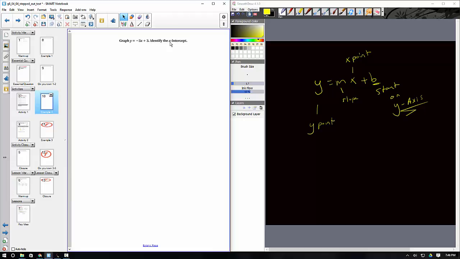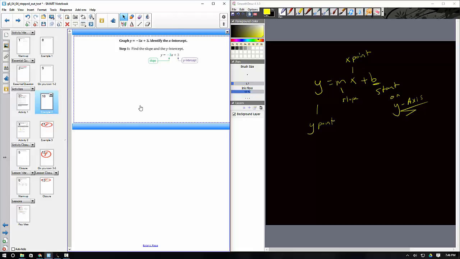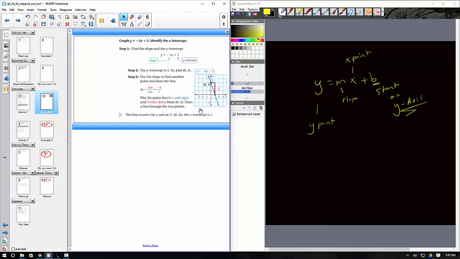So graph this and identify the x-intercept. So where it crosses the x-axis. So if I go through here, I first of all have my y-intercept. I'll then plug in like a 0, 1, 2, 3. And I graph this out here. So I have (0, 3). And then if I go down 1, 2, 3, and over 1, I have this point here. And that will also be my x-intercept, because that will be (1, 0). So the x-intercept is 1. That's where it crosses the x-axis.